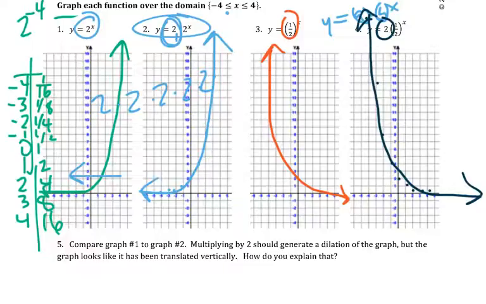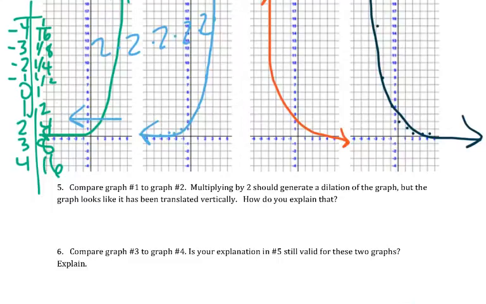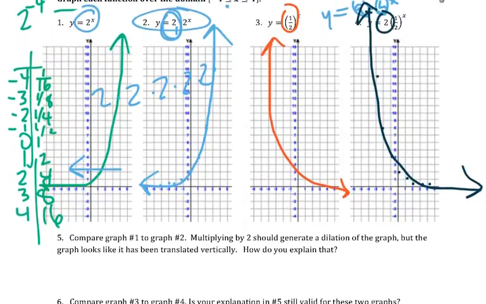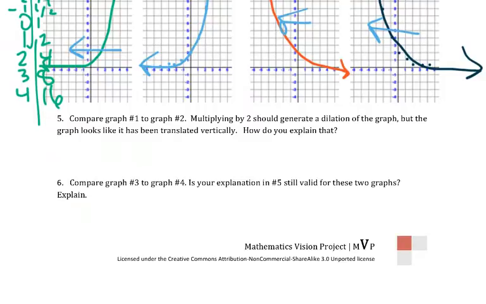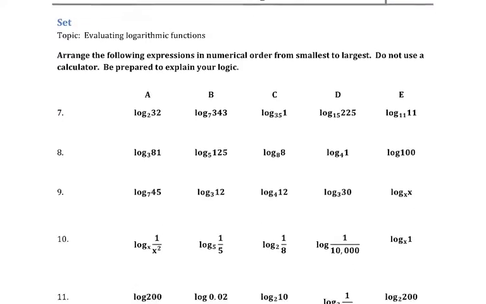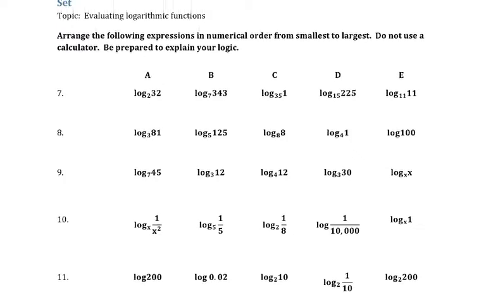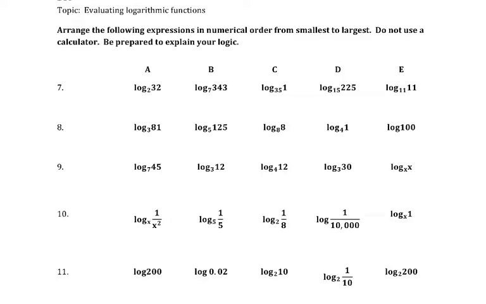So, 6 says compare 3 and 4. Is that still valid? Well, yeah, because even though we're dealing with 1/2, it's like it's shifted it the opposite way, isn't it? Okay, that same kind of concept. Alright, now 7 through 11 says we're looking at these logarithms. We want to put them in numerical order from smallest to largest without using a calculator.